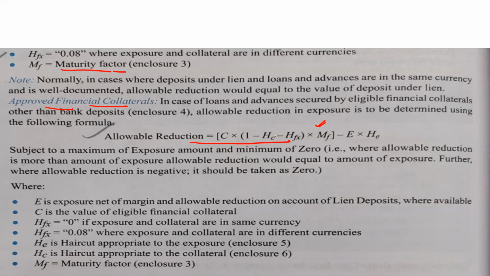So let's discuss. Here they have written one more factor, HE, that is the haircut appropriate to the exposure, clear? Mostly if in any question they have given that value, we have to use that formula. Otherwise, in most of the cases, the questions provided in the book and the group have HE equal to 0, because they have not given anything regarding that. So basically we will consider it to be 0. If they have given anything regarding that, we will use this formula. Rest everything is the same here.